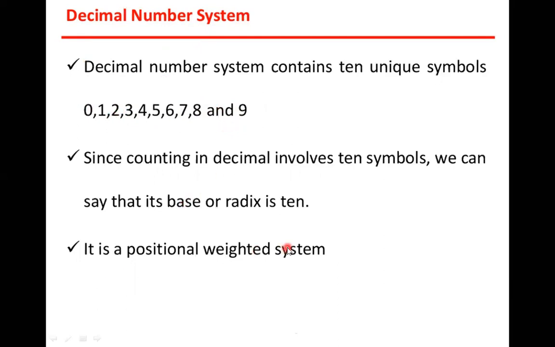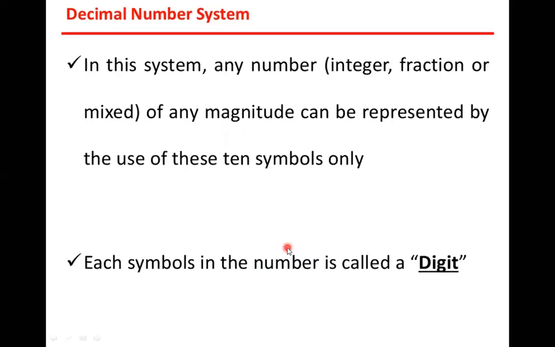It is a positional weighted system. In this system, any number, whether integer, fraction or mixed, of any magnitude, can be represented by the use of these 10 symbols. Each symbol in the number is called a digit, like 0, 1, 2, 3, 4 and so forth. So 0 is a digit, 1 is a digit, 2 is a digit. Each symbol in the number is called a digit.